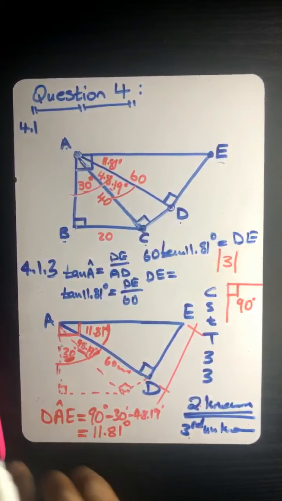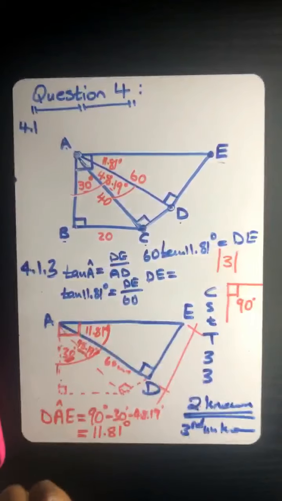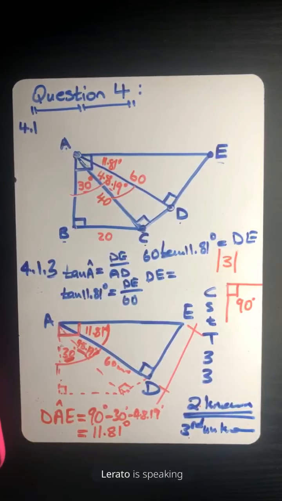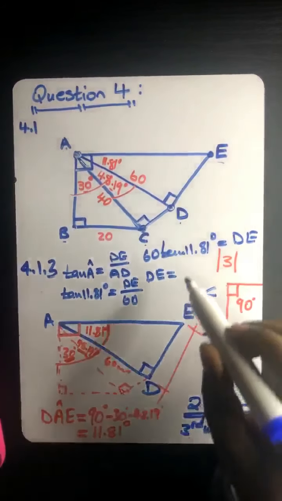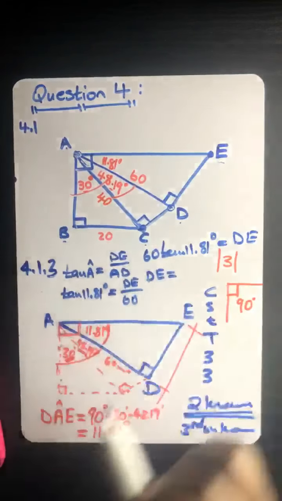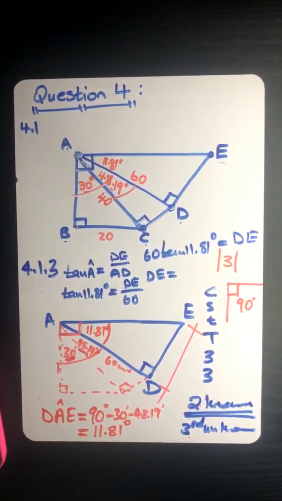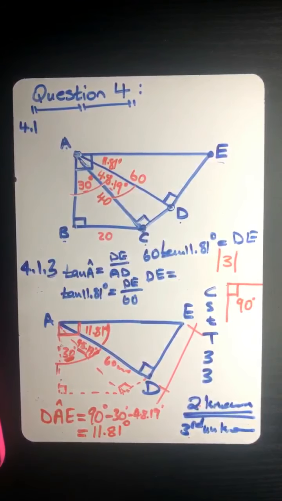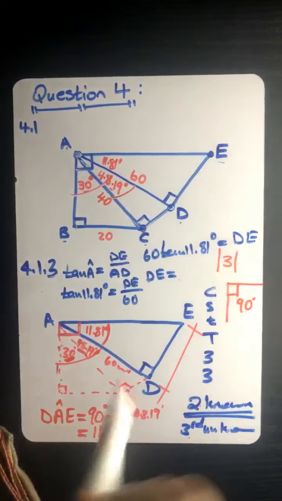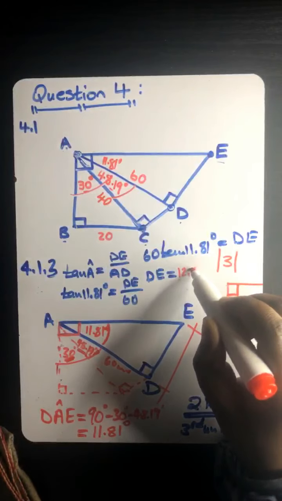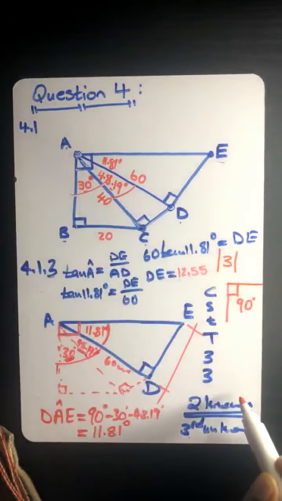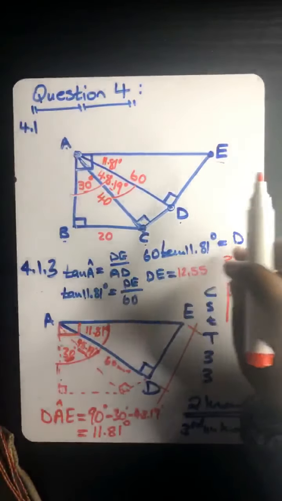Why am I also getting some wrong answers there? Guys, what are you getting there? 12.54. What is it? 12.54. 12.55, sir. Guys, someone said 12.54. Who said that? Yeah, sir. And then who said 12.55? It's Tumela, sir.